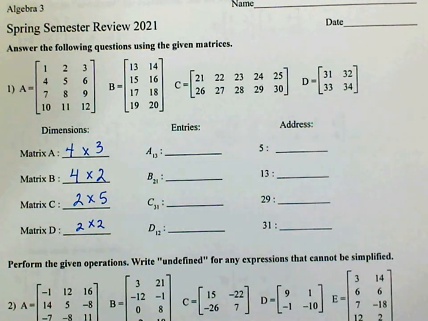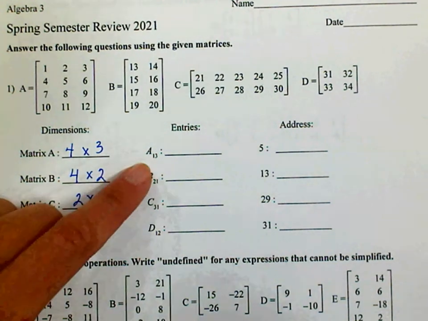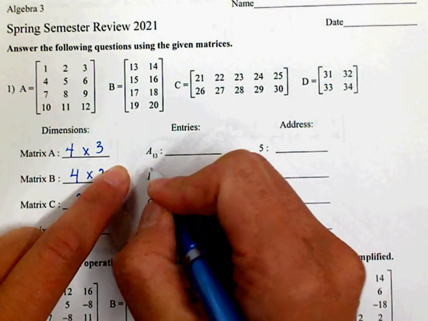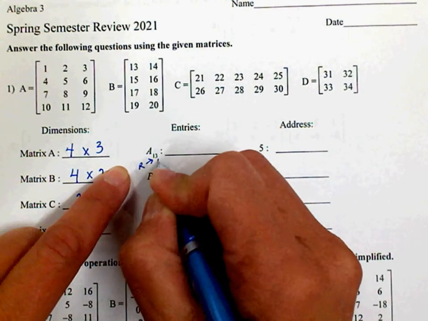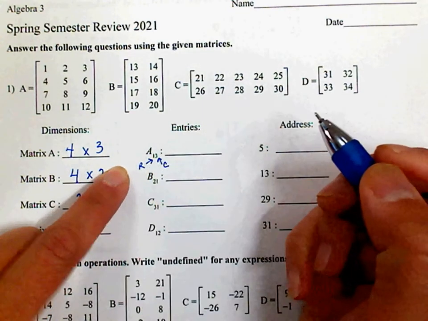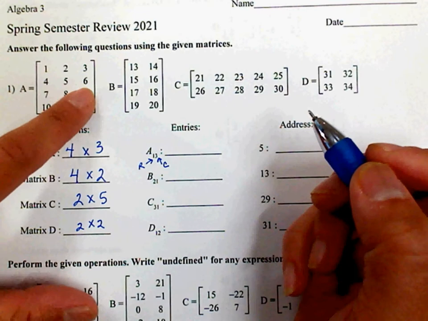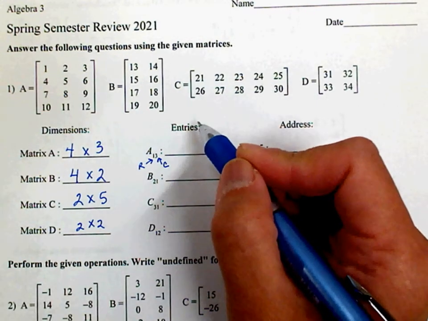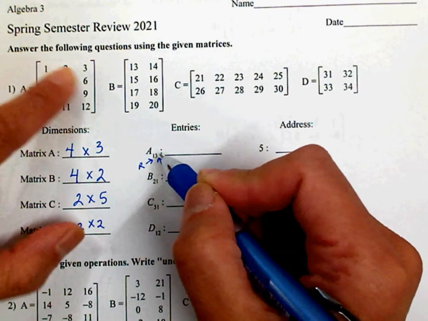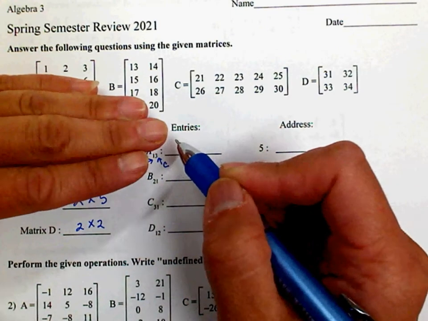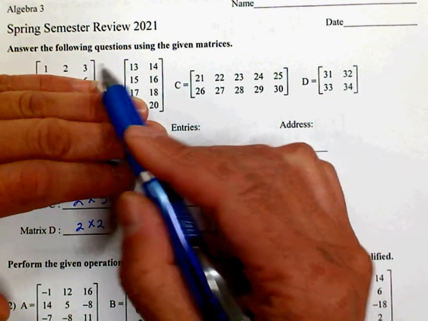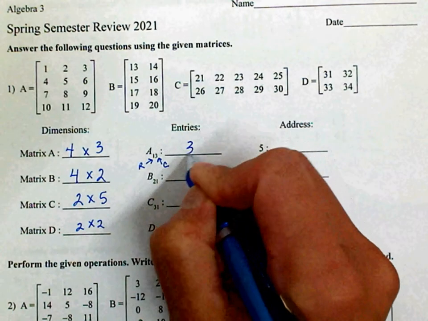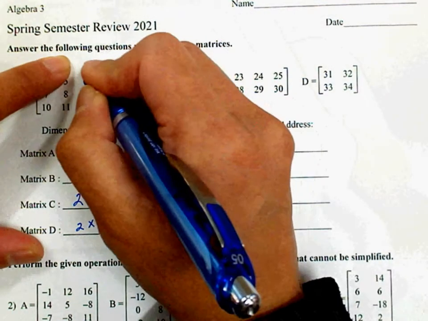Your entries is the location, the name of who lives there. So for example, if you look at matrix A, so here's A. This is your row, and this tells you your column. Okay, so we're going to look at matrix A right here. What entry, who or what number is located at the first row, third column? So 1, 2, 3, and that number is 3. That's this one right here.